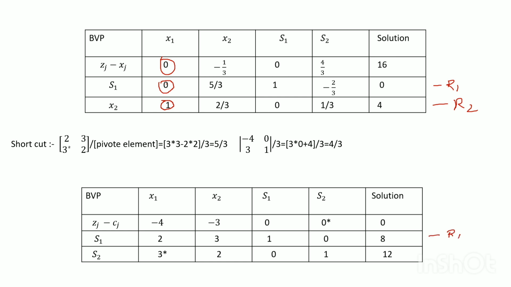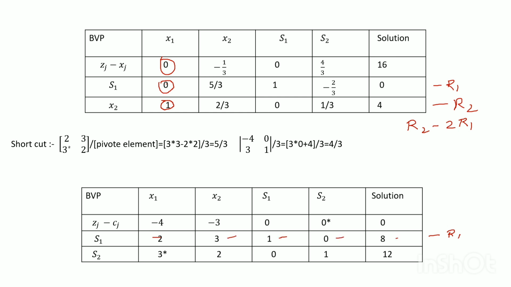Now I am trying to find out the value of s2, and I get the s2 value as 2 by 3. Now I have to change the value of 3. So how can I get the value? I get the value as 2 and 3. I create a square, 2 3 3 2. You know this, you know row column operations.